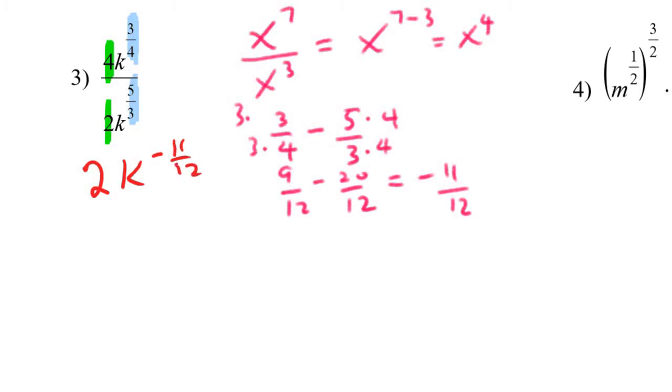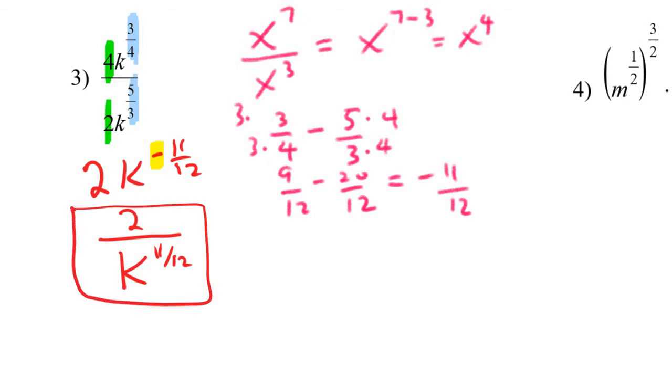Okay, so now, but that is not done. A negative exponent means that we take the reciprocal. So it's going to be 2 over k to the power of 11 over 12. Because of the negative, whenever we have a negative like that, it means we take the reciprocal. It comes to the other side. It becomes a denominator. So that is the answer to that.